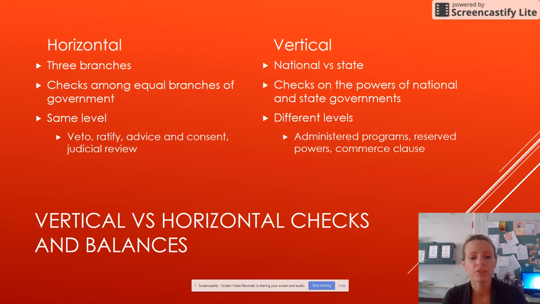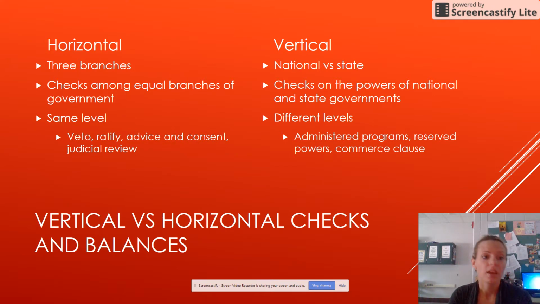All right, vertical versus horizontal checks and balances. Horizontal, there are three different branches of government. You have the judicial branch, the executive branch, and the legislative branch. That's horizontal. They are all even. There's no one branch above the other. And then there's checks among these equal branches of government. They're all on the same level.